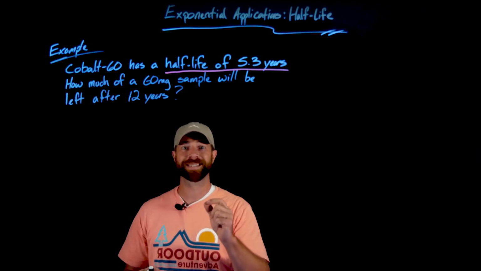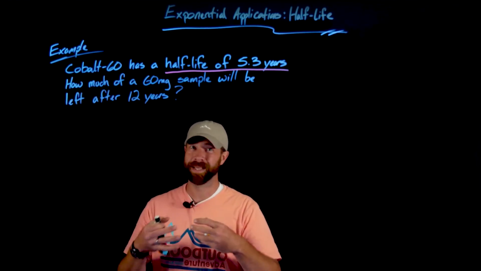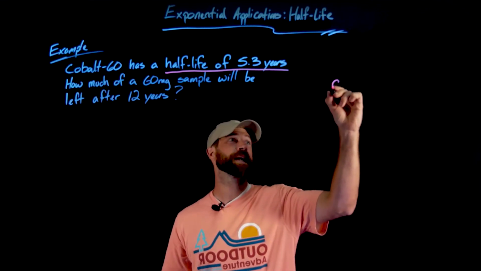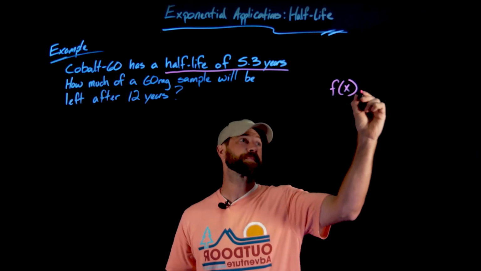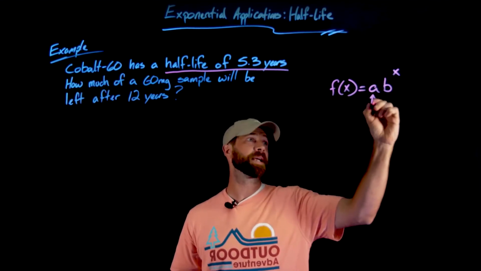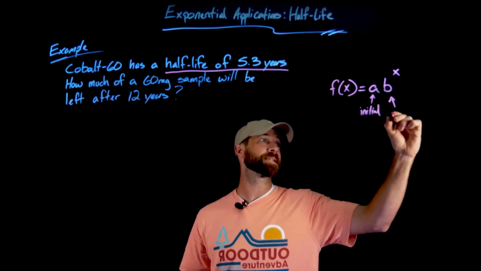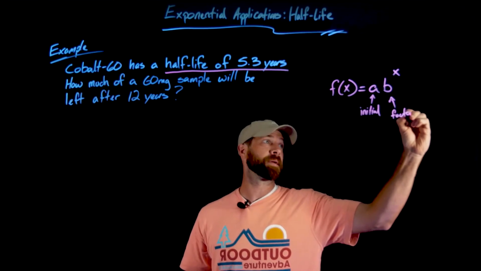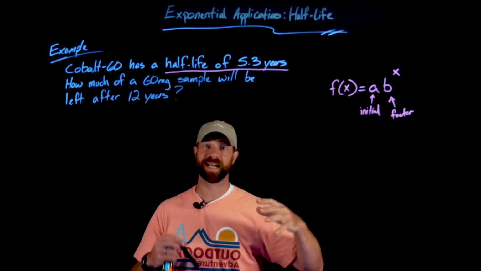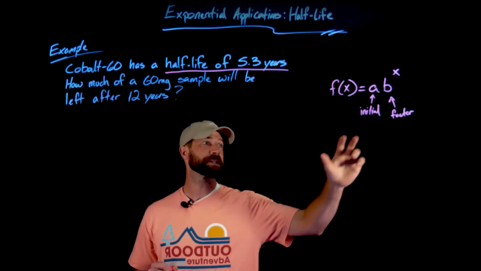And importantly, this factor of a half invokes the idea of exponentials. Just to remind us real fast, we have this general exponential setup where it's a times b to the x. The a right here is always the initial amount, and the b is the exponential factor. Beautifully, in this case, we can use this exact same setup and just modify it a little bit, and you'll see this.